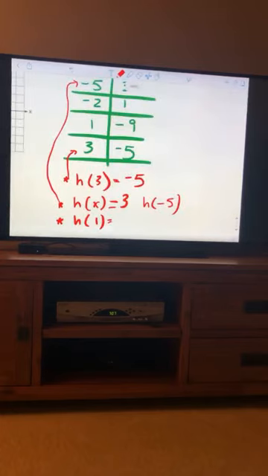And the last one, h of 1, this is important where we look. We're looking right here. Hey, when you input 1, what's the output? The answer should be -9.